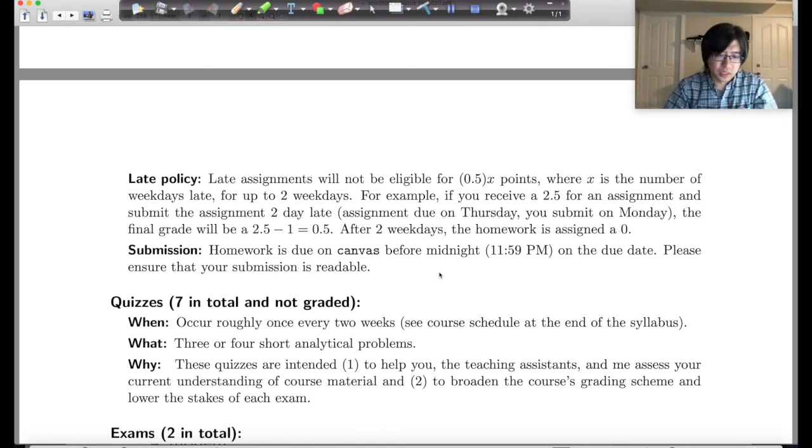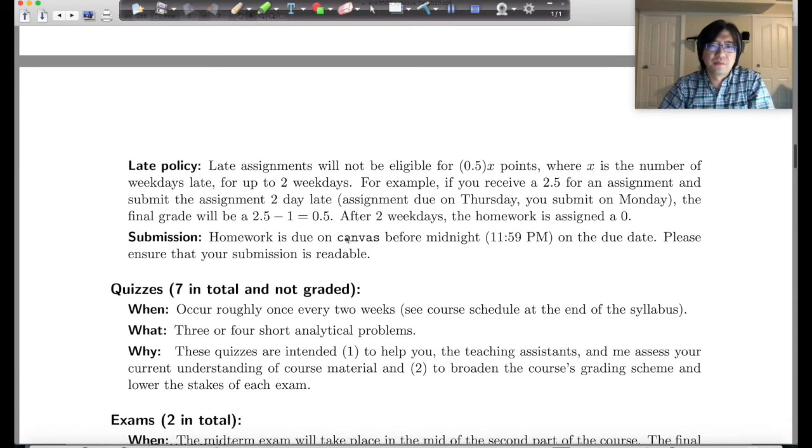For example, if the homework is due on Friday, but you submit it on Monday, we only count 1 day late. The weekends don't count. Here is another example. Let's say you receive a 2.5 for a homework assignment and you submit it 2 days late. Then what you receive is 2.5 minus 1, so you get 1.5 points. So that is the late policy. Normally the submission is due on a certain date at midnight, 11:59 p.m.